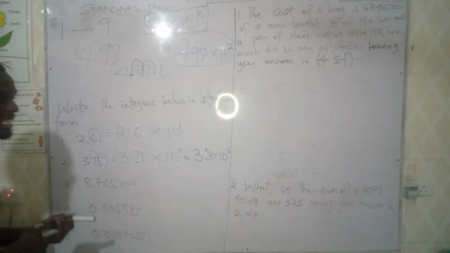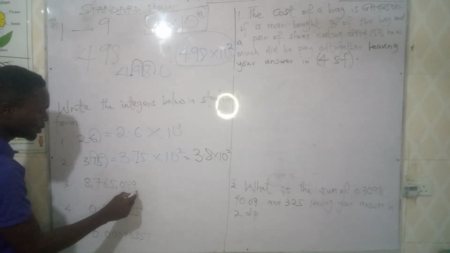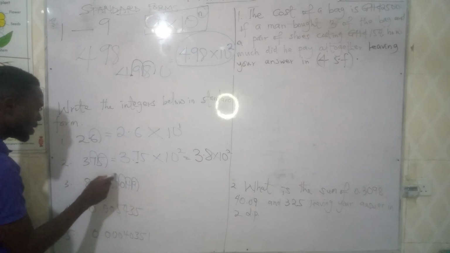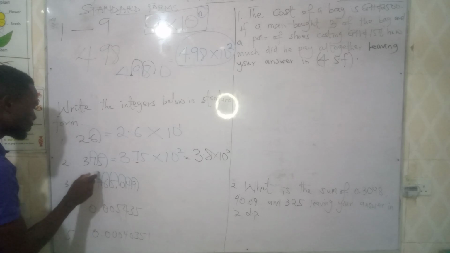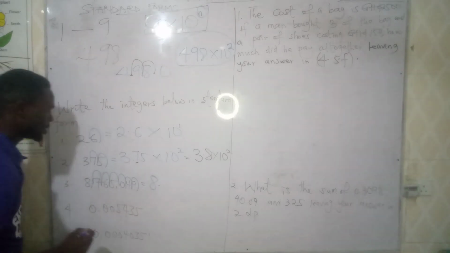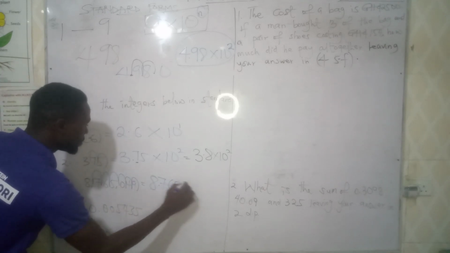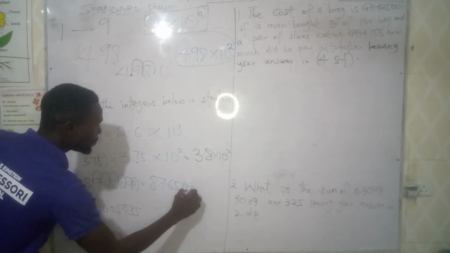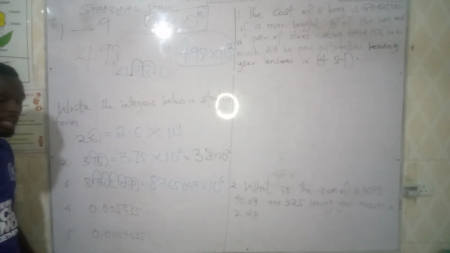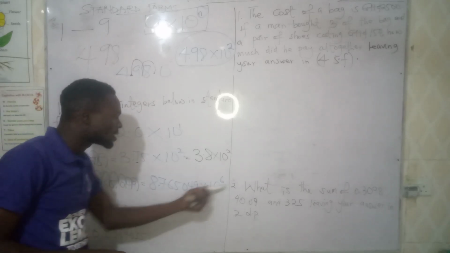Now let's look at the third one. Also, you are writing it in a standard form. We are going to start from here. So let's count. 1, 2, 3, 4, 5, 6. So we have 8 points. Then we write all the figures: 7, 6, 5, 0, 4, 9 times 10 raised to the power 6. Why 6? Because we moved 6 times.